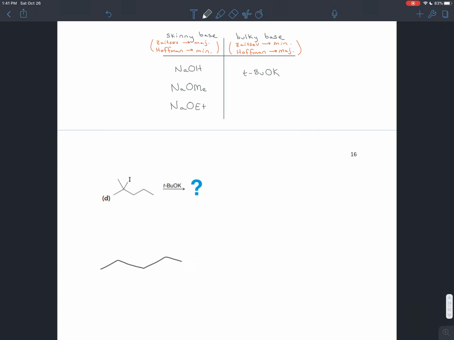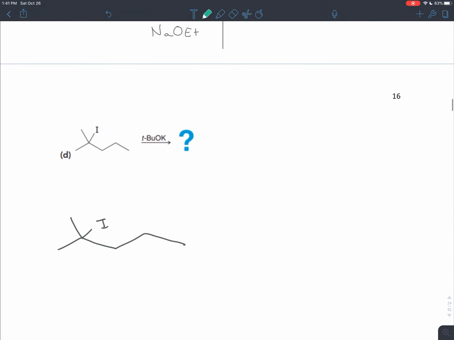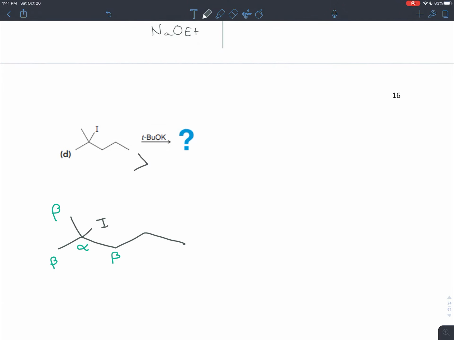So to do that, we need to see which are our possible beta hydrogens. Those are the ones that the base could steal. The carbon that is bonded to the leaving group, that carbon is called the alpha carbon. And every carbon next to that is a beta carbon. It's the hydrogens on the beta carbons that are going to be stolen by the base. So in this case, our base is potassium tert butoxide. That looks like this, as we discussed in that previous video for this exercise.